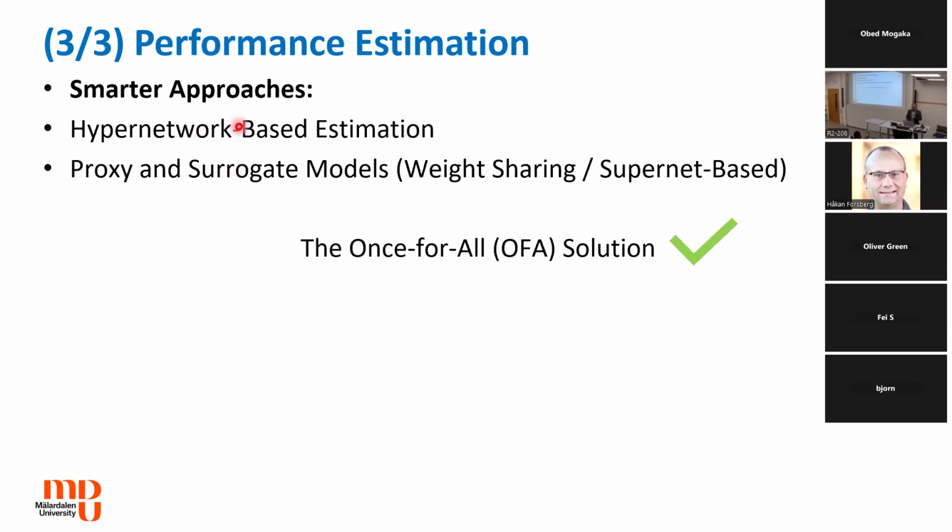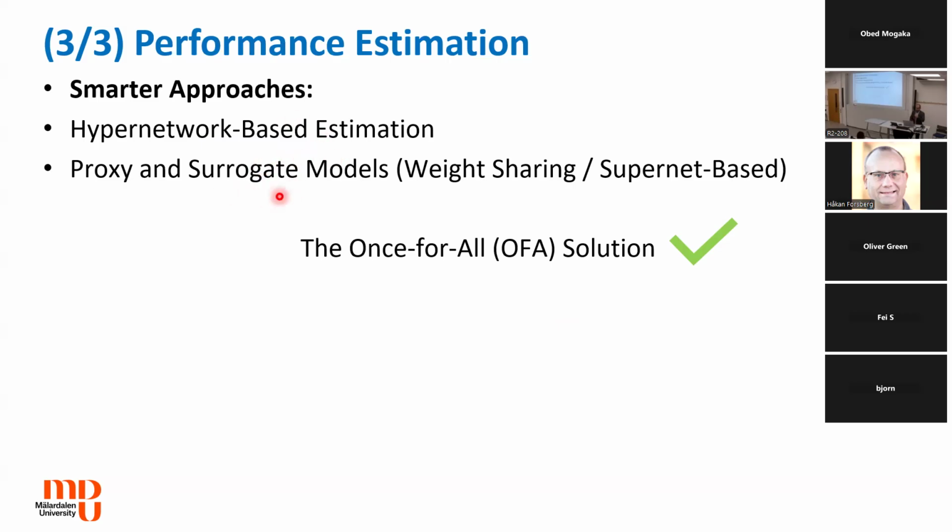The smarter approaches in this case would be hypernetwork-based estimation. Hypernetwork-based estimation is basically where we train a neural network for predicting the accuracy of different networks. If we have a network with specific weights, we input those weights to a neural network, and that network provides us an accuracy value that serves as an estimation of the current network that we are trying to design here. So this is hypernetwork-based estimation.